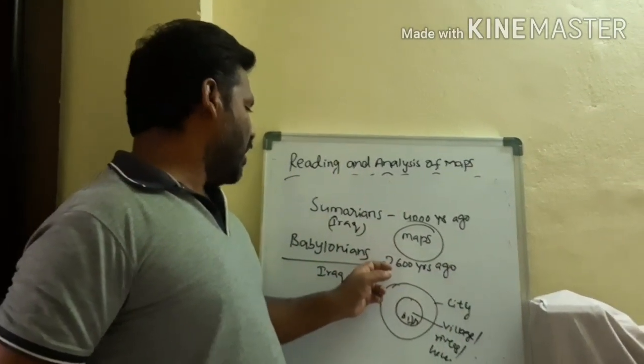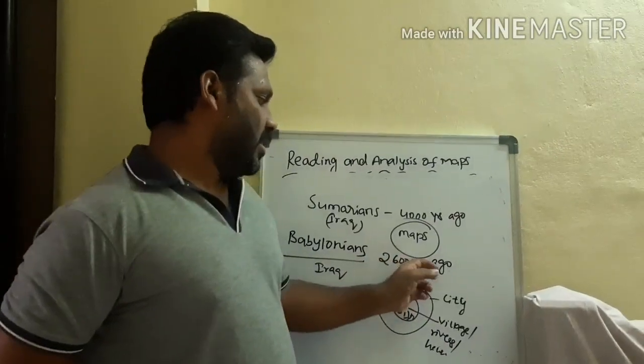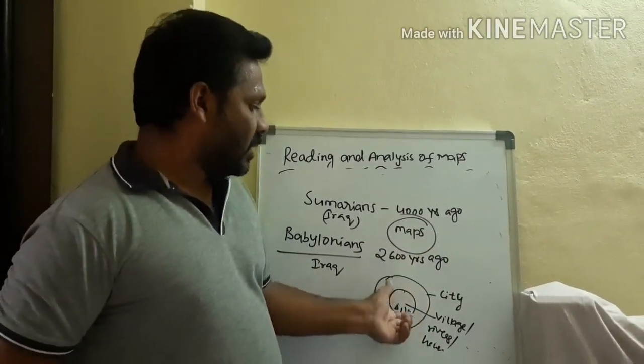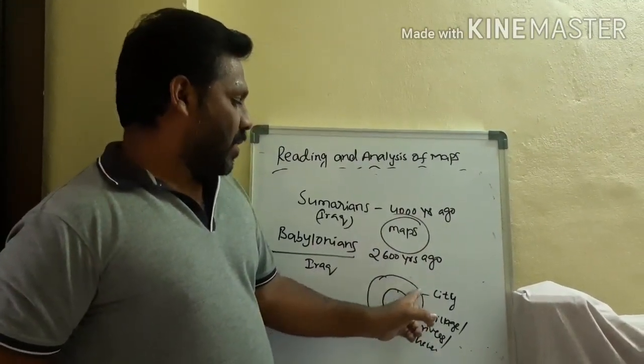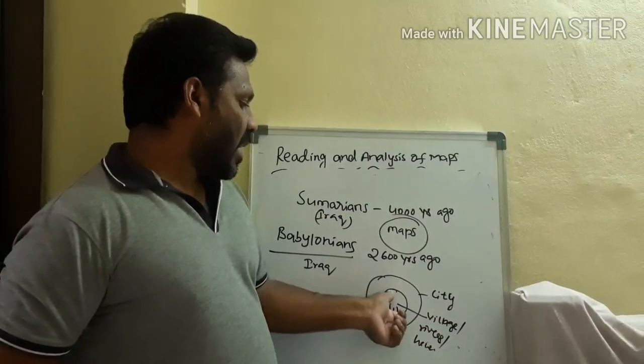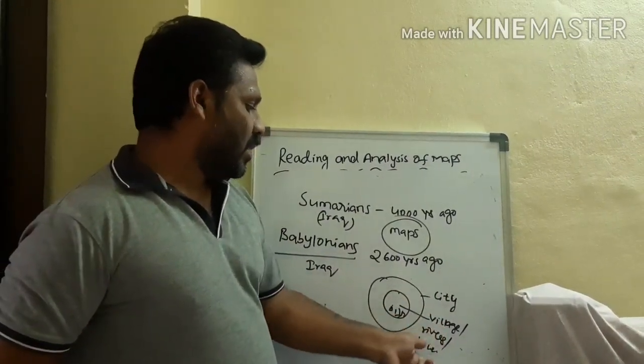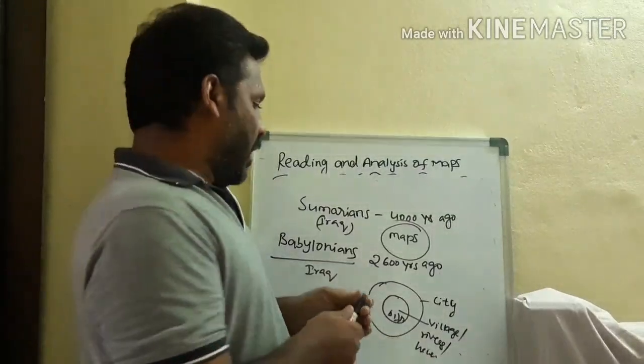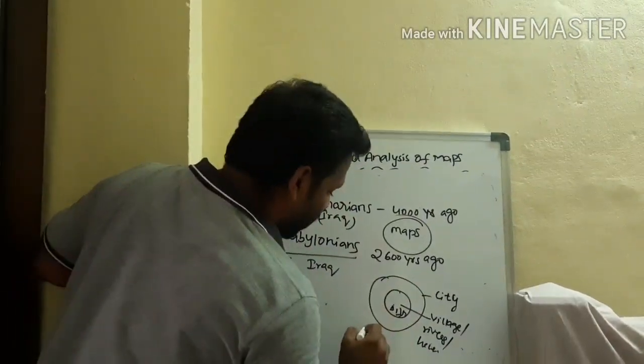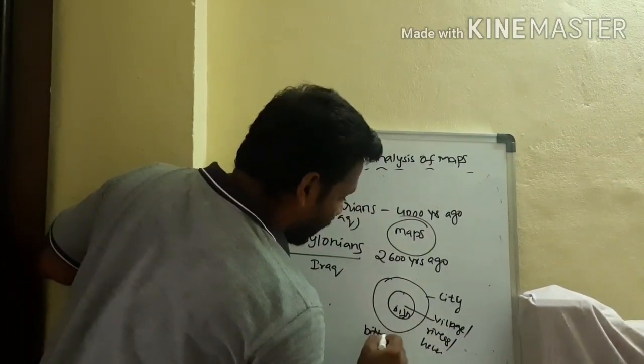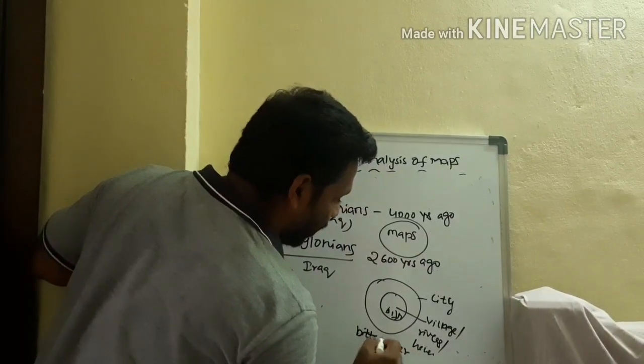And here the Babylonians, how did they prepare? In 2600 years ago, they prepared the maps. They prepared a circle as a map. The first circle belongs to the cities. The inner circle belongs to what? Villages, rivers, and some part of houses. Inside they have one bitter river also, a bitter river inside the circle.